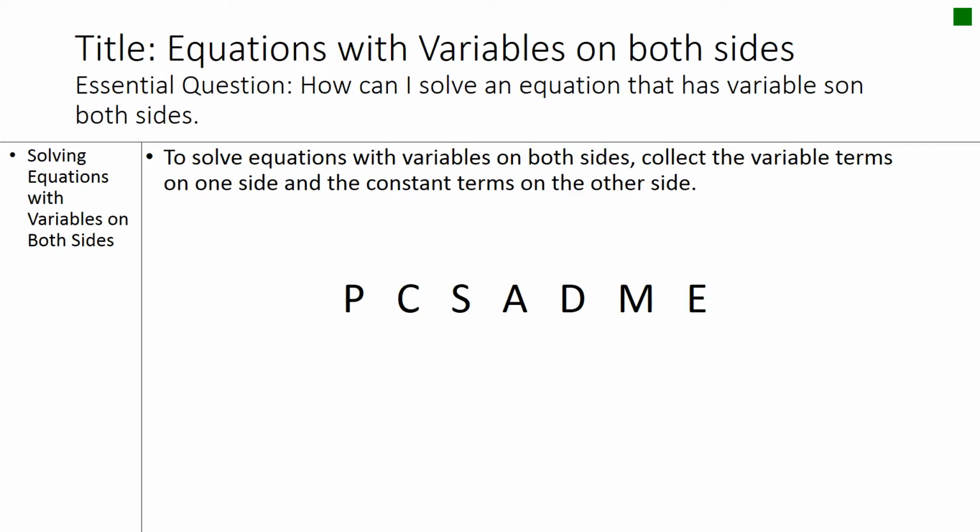Okay, please title this Equations with Variables on Both Sides. Your essential question is, how can you solve an equation that has variables on both sides? Oops, that's supposed to have a question mark. Okay.